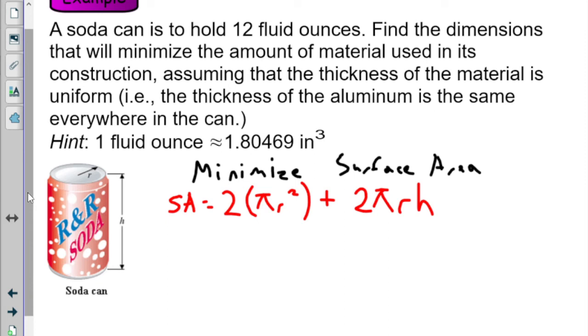So the volume formula is going to be area of the base times the height for any prism, and a cylinder is prism-ish. So it's area of the base times the height. So that is pi r squared times our height equals, and we're going to convert this to cubic inches. And that converts to a big long decimal.